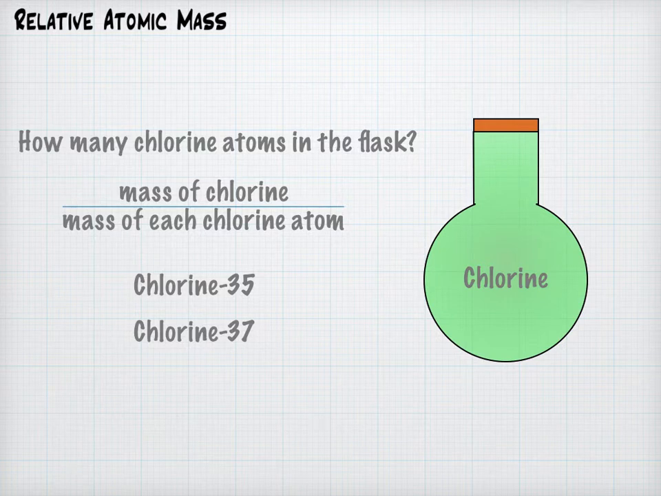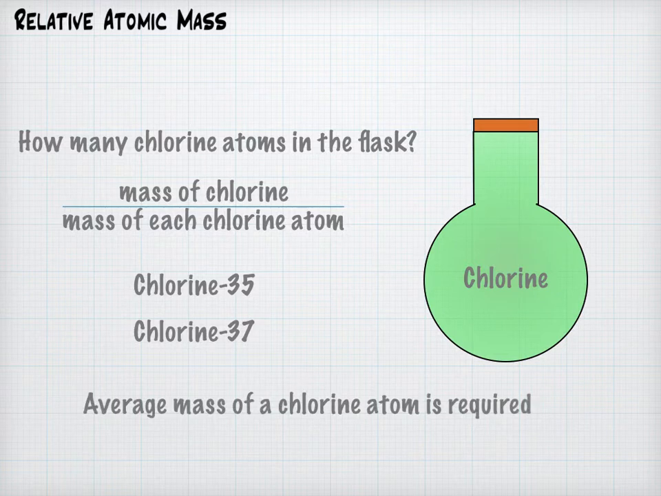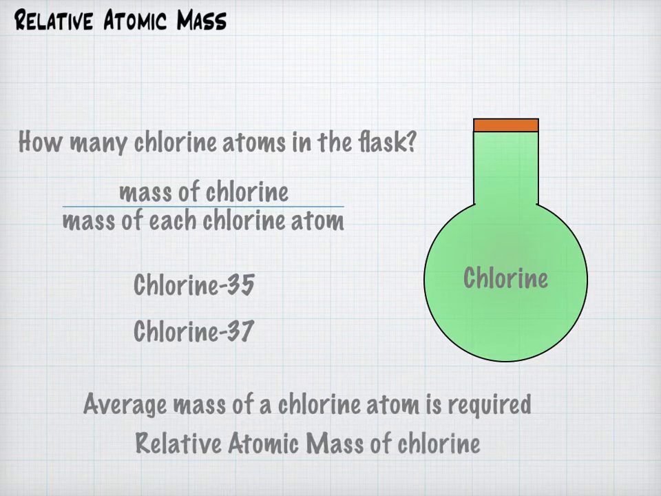If I use chlorine 35, then my answer will come out bigger than it should be. If I use chlorine 37, it'll come out smaller than it should be. What I actually want is the average mass of a chlorine atom. And that's what relative atomic mass is. It's the average mass of an atom of an element.